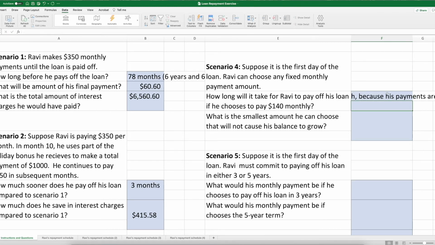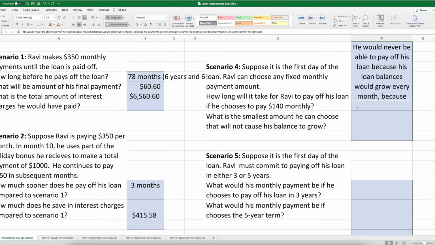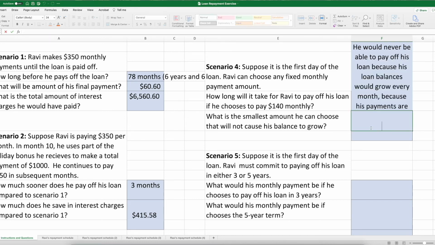Okay, so that didn't fit in there. I can merge these cells, wrap text, merge it here as well. What is the smallest amount he can choose that will not cause his balance to grow?